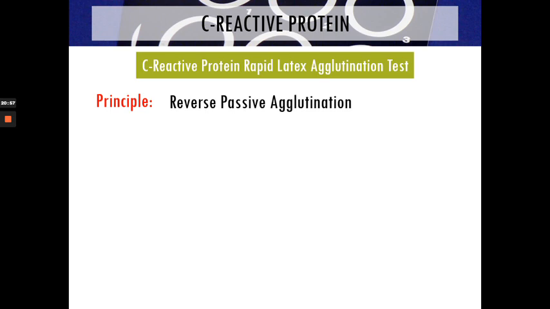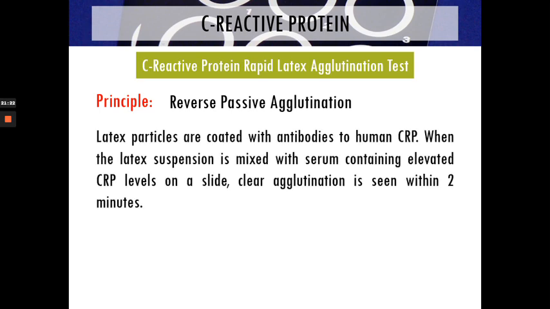Press the buzzer, di ba? When you say reverse passive, there is an artificial carrier, so in this case, latex. And instead of putting antigens on the latex, you then put antibodies. Okay, so antibodies that are not naturally found on the latex. So you put antibodies there that are specific to the antigen or to the analyte that you want to test. So you then put antibodies to the antibody specific to your CRP.